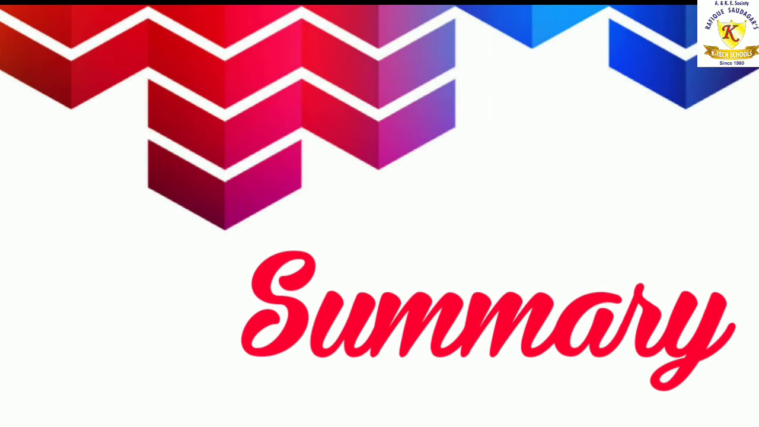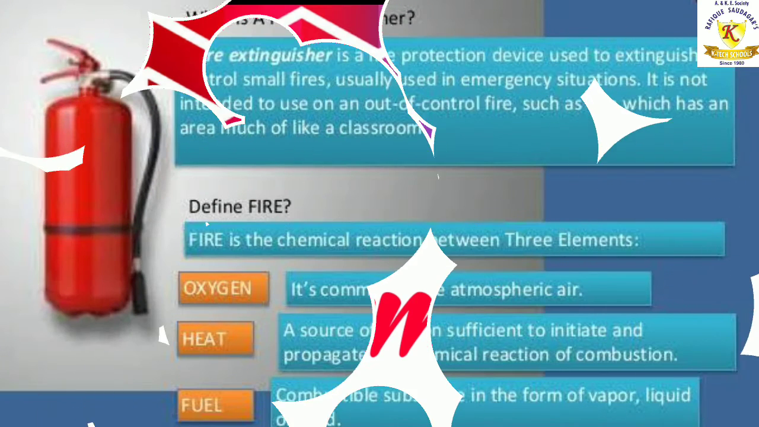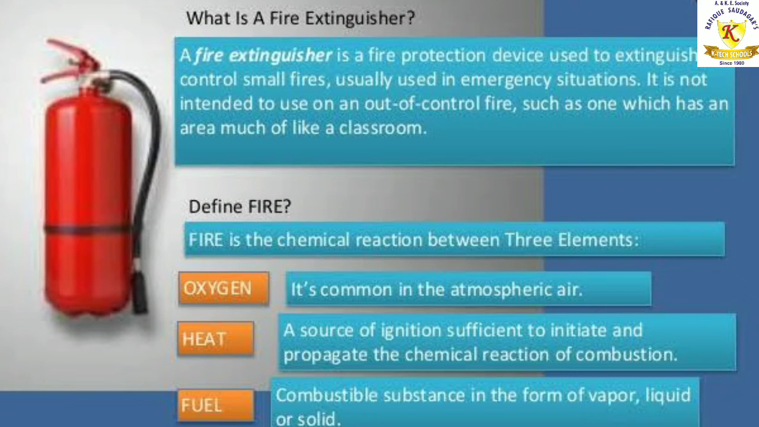So children, let's take a quick summary. What is a fire extinguisher? A fire extinguisher is a fire protection device used to extinguish or control small fires, usually in emergency situations. It is not intended to be used on an out-of-control fire, such as one which has an area much like a classroom. Understood, children? And fire has three elements: oxygen, heat and fuel.